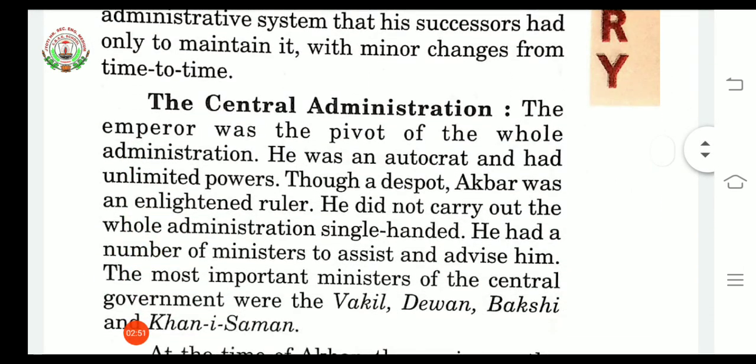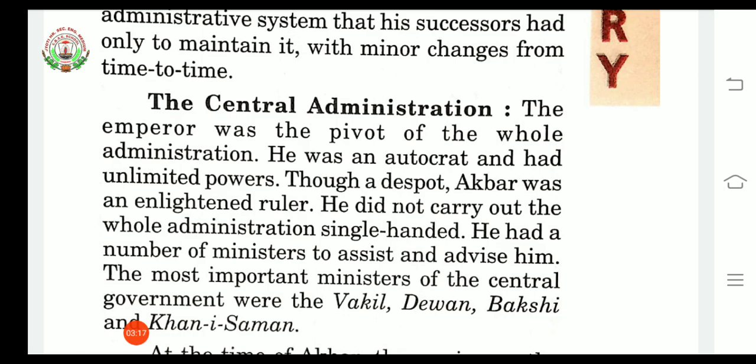Now, we will see the changes in the central administration. The emperor was the pivot. Pivot means the central point on which something turns or balances. So, in that time, the emperor was the pivot of the administration. It means that only the emperor balanced the administration as the central point.